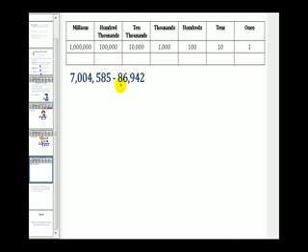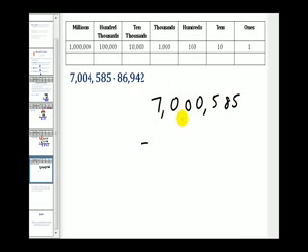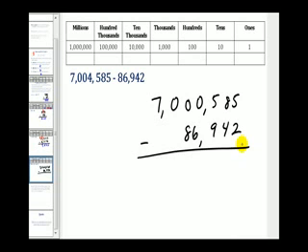7,004,585 minus 86,942. Let's write this in vertical form. And start subtracting from the ones column. 5 minus 2, that would give us 3. 8 minus 4, that would be 4.